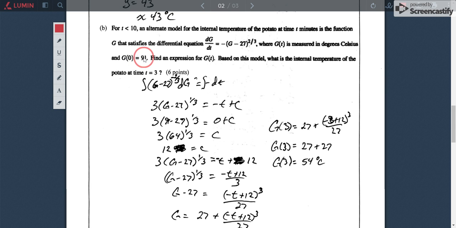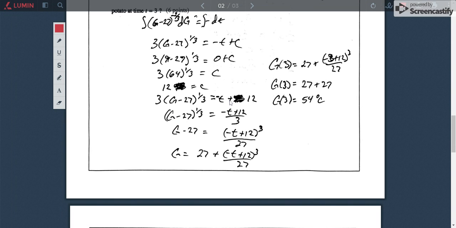Plug in my initial condition of 0 and 91. So 91 over here gives me 64 inside. Cube root of 64 is 4. 4 times 3 gives me 12. Plug in 0 for t, just leaves me with c on this side. So that means c is 12. Plug in 12 for c here. Solve for h. So I divide by 3. I cube both sides. I went ahead and cubed my denominator. If you cube 3, we get 27, and then add 27 over.